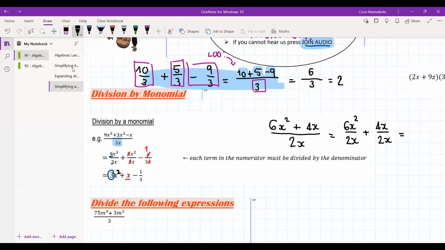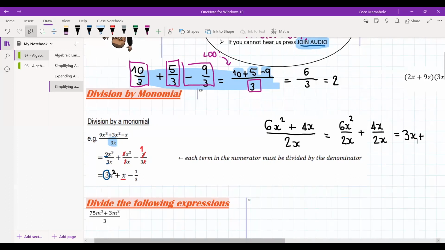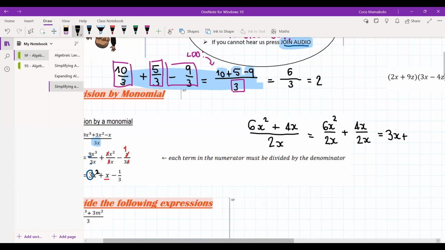All right. What is 6x squared divided by 2x in this case? It's 3x. Beautiful. 6 divided by 2 is 3, and x squared divided by x is x. Okay. Plus, what is 4x divided by 2x? Just 2x. Oh, is it 2x? I know that 4 divided by 2 is 2, but what is x divided by x going to give us? 1. So it's going to be 1 over 2. Not 1 over 2, just 2.